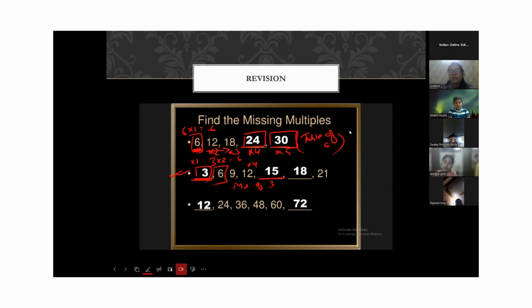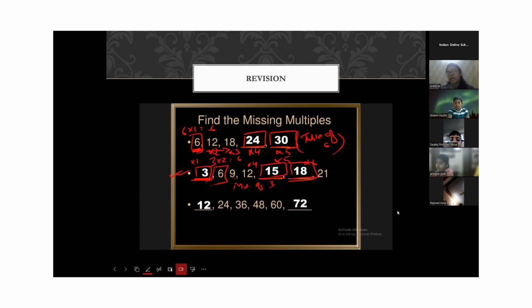So next should be Anvi. How many times? 5 times. Anvi? 5 times. That's 3, 5 times is 15. And next blank should be 3, 6 times. Right, Anvi? That's 3, 6 times 18. Okay, all of you? Everyone, is it clear? Yes, ma'am. Very good. Next, Satvik.